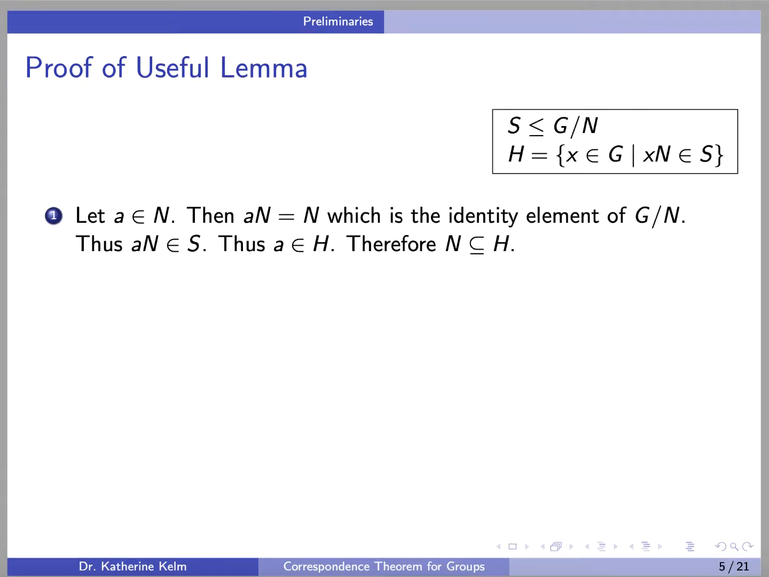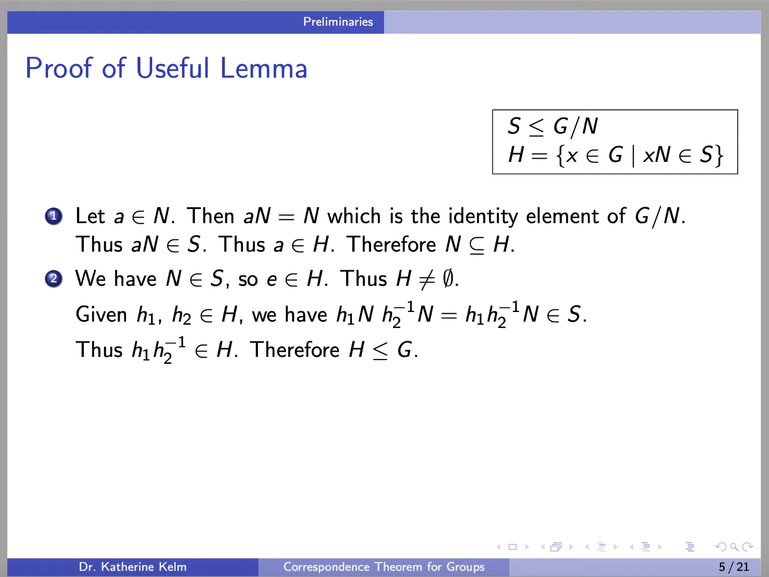So for the first part, we need to show that N is a subset of H. This is fairly easy. Let a be an element of N. Then the left coset aN is equal to N, which is the identity element of G/N, and therefore aN belongs to the subgroup S. Thus, by definition of H, a belongs to H. And therefore, N is a subset of H.